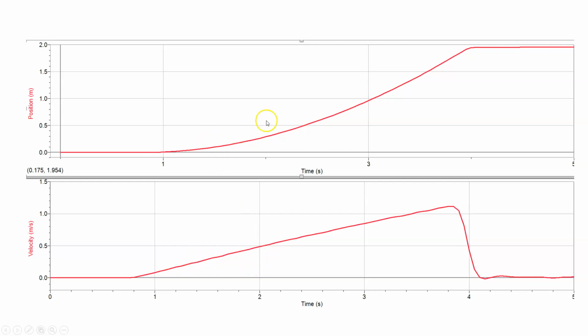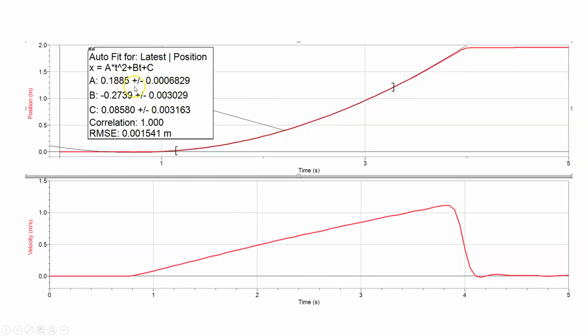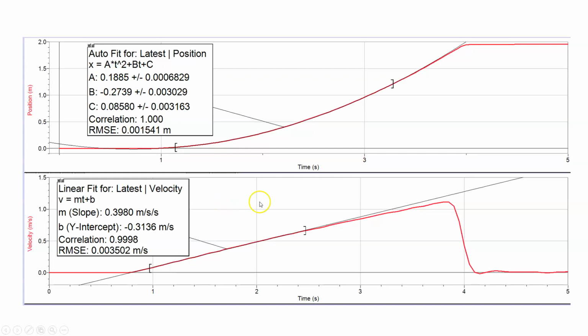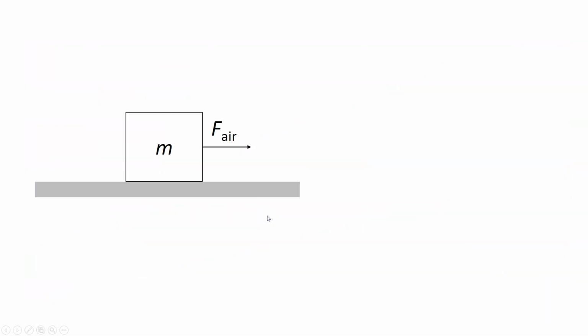Some of you might go crazy and say, well, this is also parabolic, and I want to fit that with a parabola. That's not usually how we would find the acceleration, but you could look at this A term and do that. Most of you would just take the slope of the velocity versus time graph and recognize that that is indeed the acceleration. If you're making sure these match, we would expect this A term to be half of that, and it does look like it is.